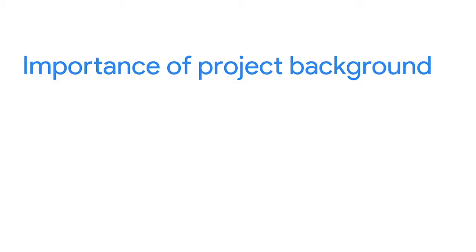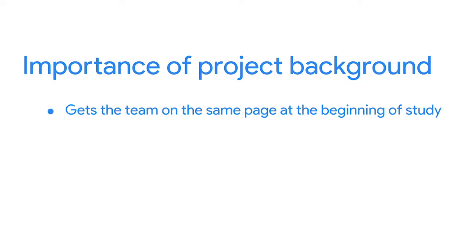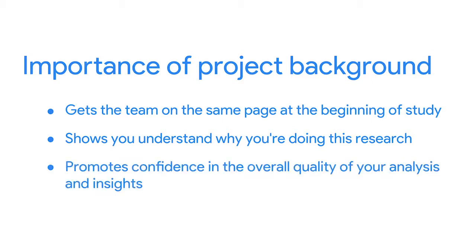Why is the project background an important part of your research plan? Establishing a project background gets the team on the same page at the beginning of the study. Everyone on the team needs to have a common grasp of the history leading up to the current situation. Think of it this way: your team needs to agree on why you're doing the research before you start the study. A clear project background also shows you understand why you're doing this research and promotes confidence in the overall quality of your analysis and insights. The value of this might not be apparent when you're planning your study, but it will be when you present your research to people who have the power to act on your recommendations.